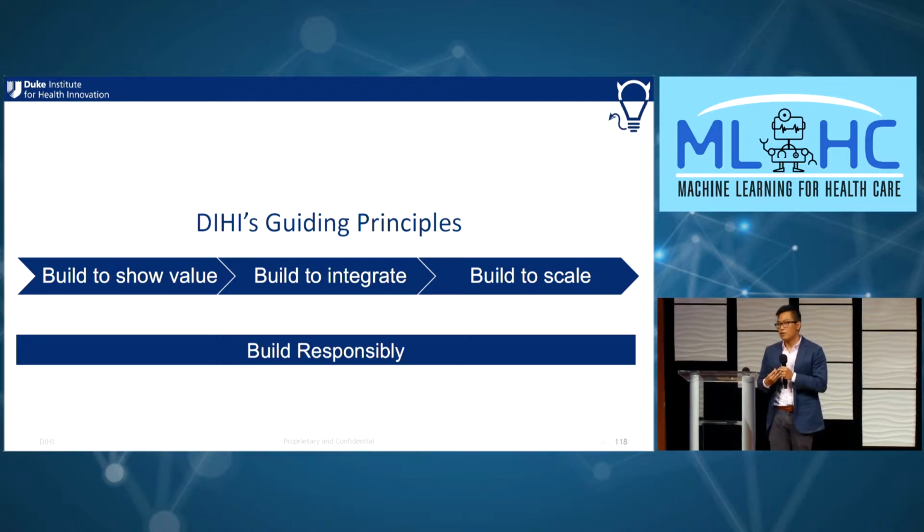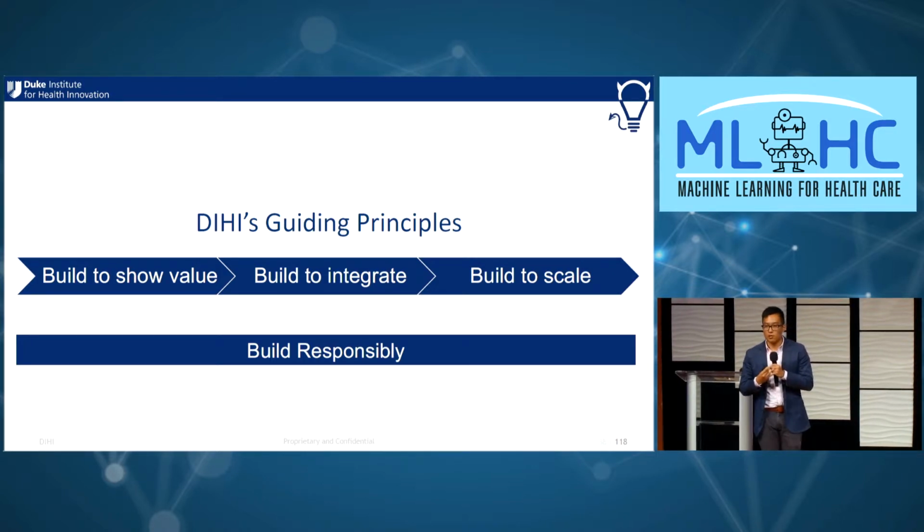We were hyper-focused on who was actually going to end up using our product so that they didn't really hate it when they were using it. And then we also made sure that we were able to scale this beyond just a single use case and beyond just the walls of Duke. And of course, underlying it all, we wanted to build responsibly.